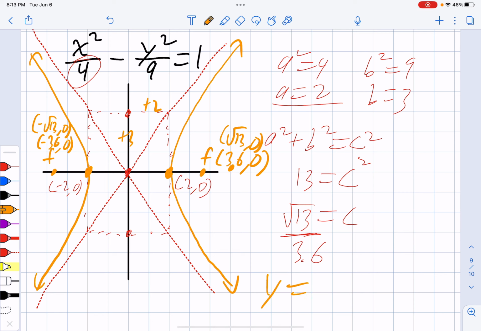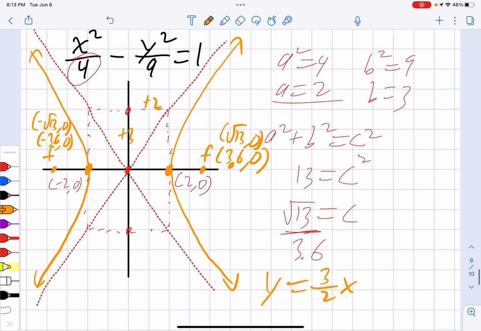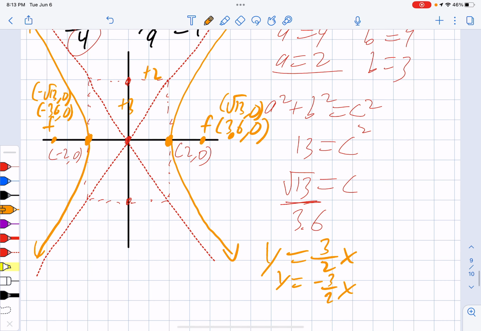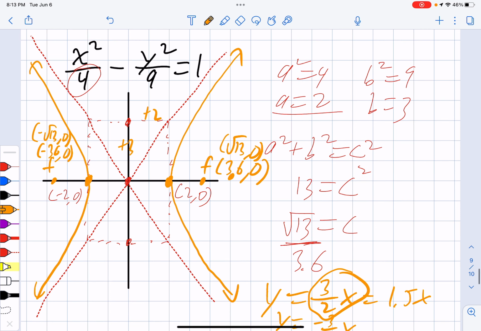So our equation is just y equals 3/2 x. That's going to be the equation of the asymptote with the positive slope. And the other one is just going to be the same, but with the negative slope. So that's y equals -3/2 x. You can also write that as 1.5 if you like, but I kind of like the improper fraction.